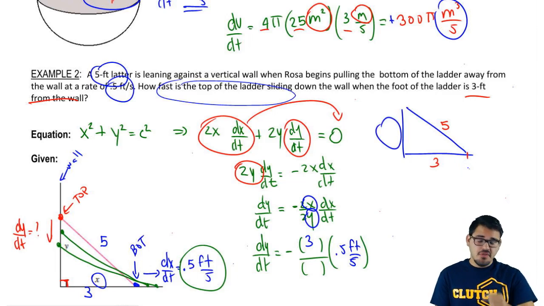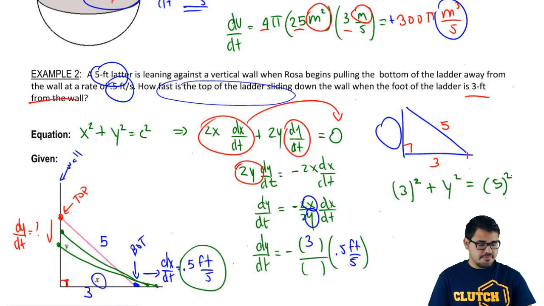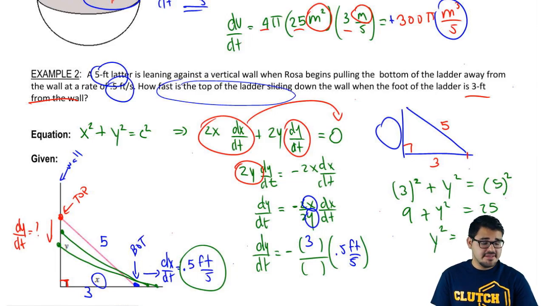Well, the formula that relates these two related rates is going to be the Pythagorean Theorem. Since we have a right triangle, we can find our y having our x and our ladder, because our ladder serves as our hypotenuse. So let's go ahead and do that. Here we have x, which is 3, squared plus y squared equal to c squared, which is 5 squared. It's going to be 9 plus y squared equal to 25. So y squared is equal to 25 minus 9 is 16.